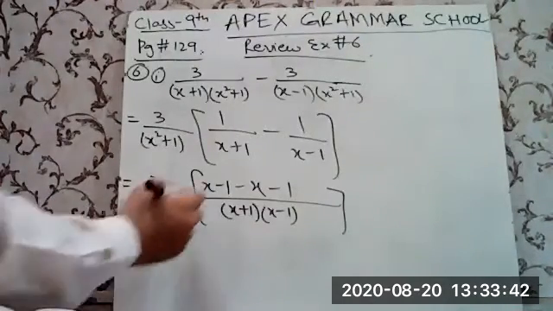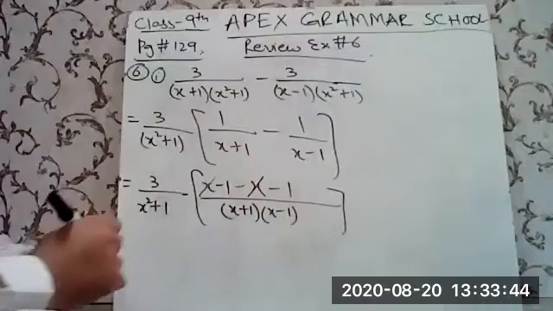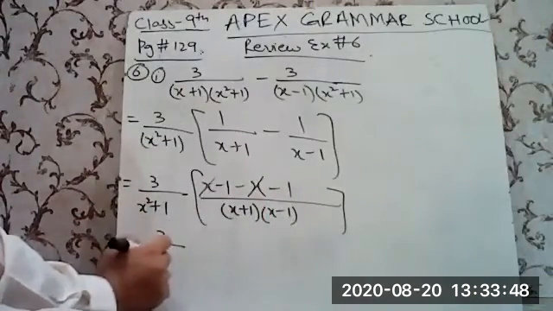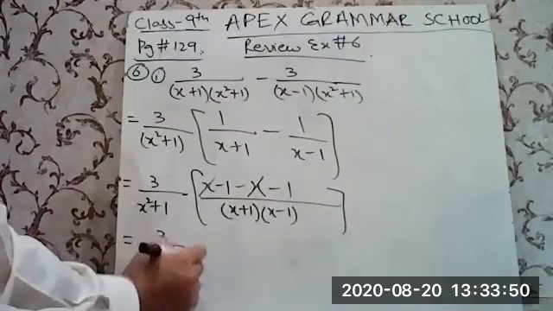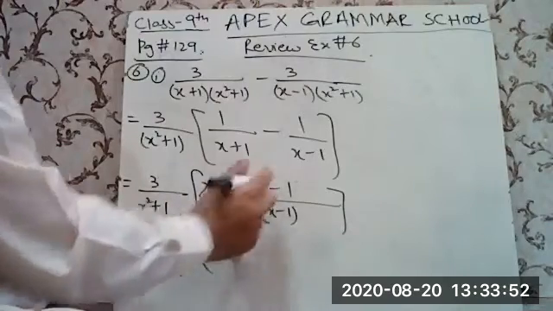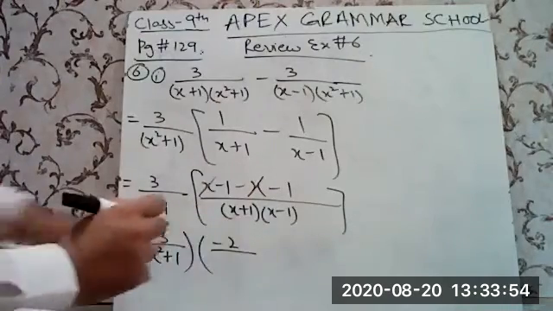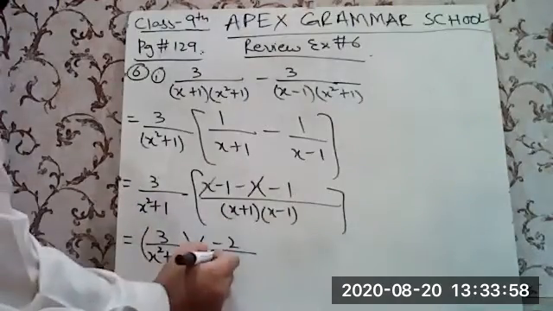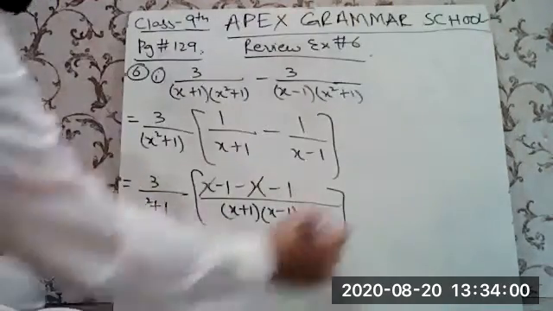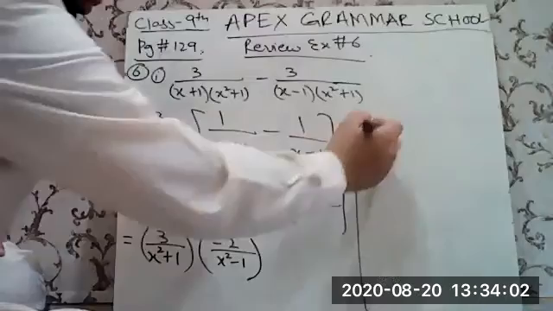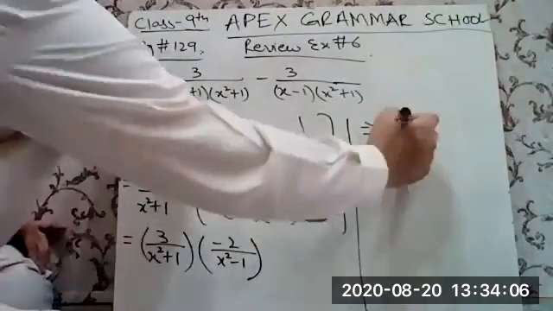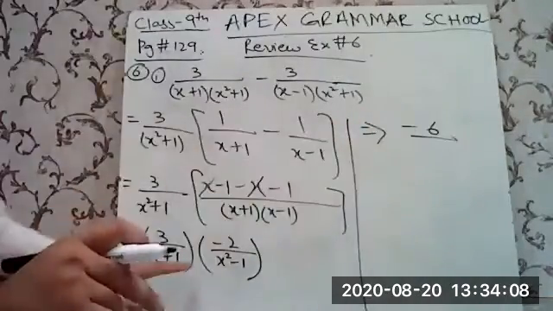Okay, this x can cancel to this negative x, and you are left with only 3 divided by x square plus 1, and minus 1 makes minus 2 divided by x plus 1 and x minus 1, that makes x square minus 1. Three multiplied by minus 2, it makes minus 6. X square plus 1 and x square minus 1.